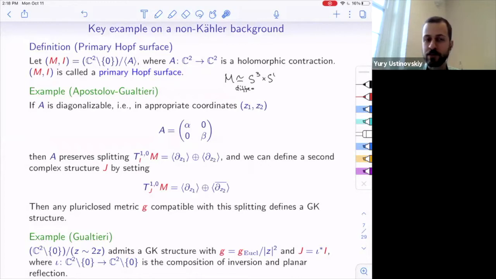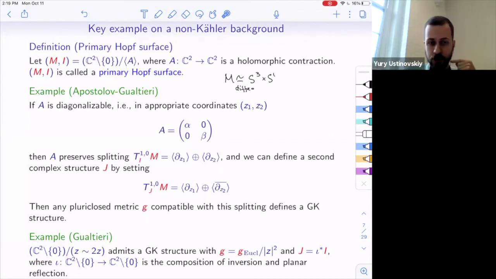So another example, which is more interesting and actually more important for what we're going to talk about. So I'll give you a specific geometric version of it. So there is a less explicit one, which will appear later. So this is a very special case of a diagonal Hopf surface, a primary Hopf surface where matrix A is diagonalizable. So in this case, matrix A is a matrix just acting by contractions by a factor of 1/2.